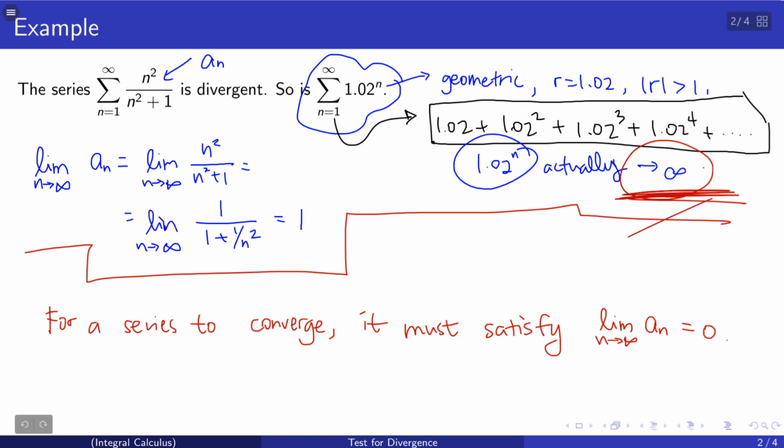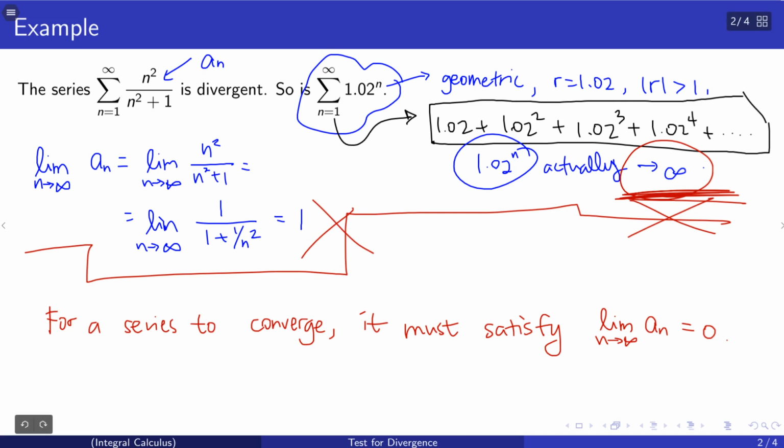Can't be infinity. It can't be 1. It can't be anything other than 0. Because if it were some non-zero number, that means when you go to infinity, again, you're going to be adding that non-zero number each time you add a new term to your infinite series. So you're not going to be approaching any specific number for the whole sum.